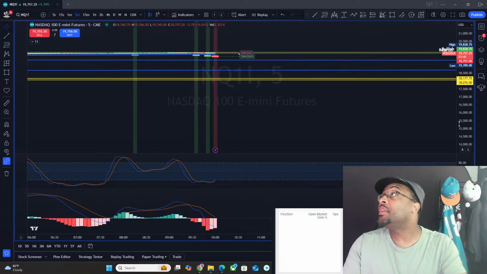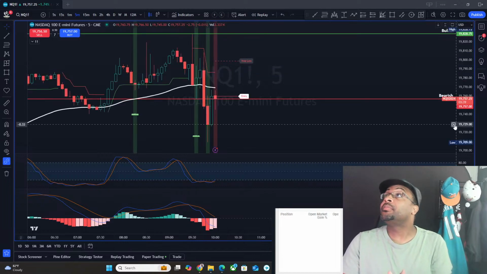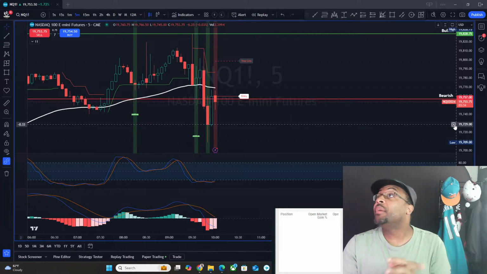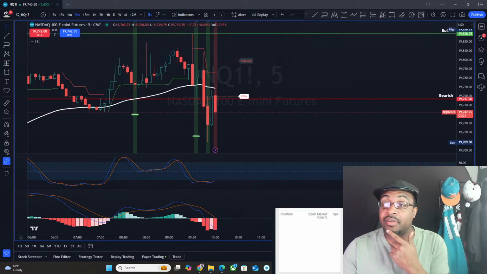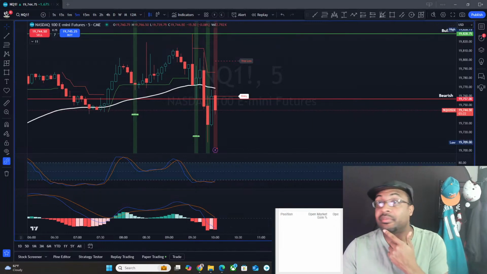Let's see the 5 minute. Yeah, we closed inside of that range, and before I go bearish again, I need to see it close below that range. That was a good drop. That was a really, really good drop.